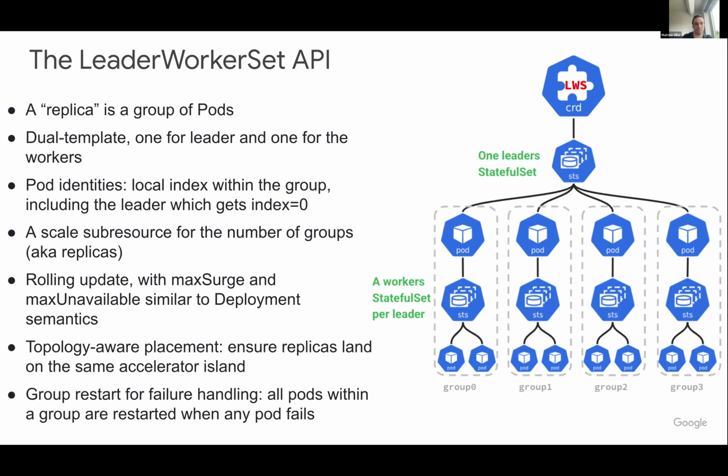So a cluster administrator would have to decide what an accelerator island maps to in terms of topological element in the cluster, and make sure that the nodes have a label or annotation that tracks that.